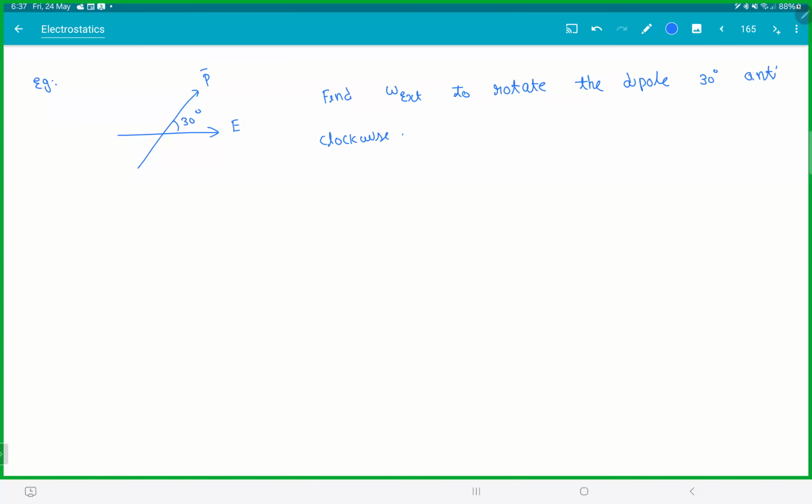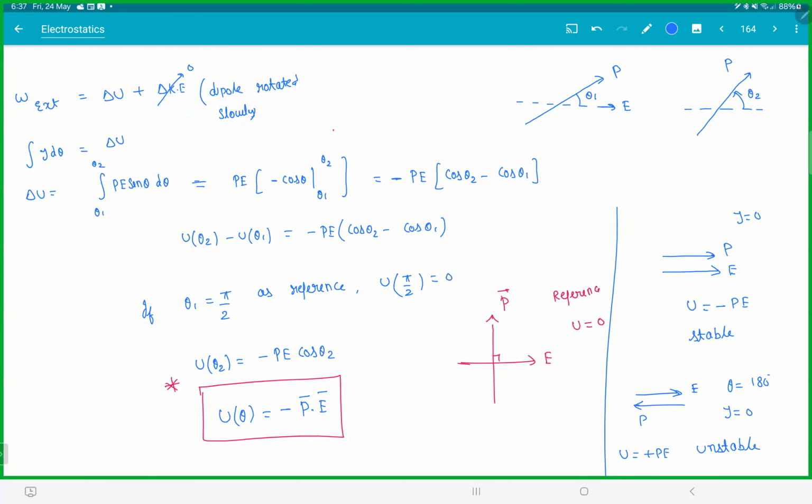Theta 0, stable equilibrium. See, torque is 0. What is stable equilibrium? Torque should be 0 and potential energy should be minimum, yeah, minus PE. And you can clearly see here also, if you try to disturb this, what will happen? It will come back. The P will always try to be in the direction of E. Right, Saina?